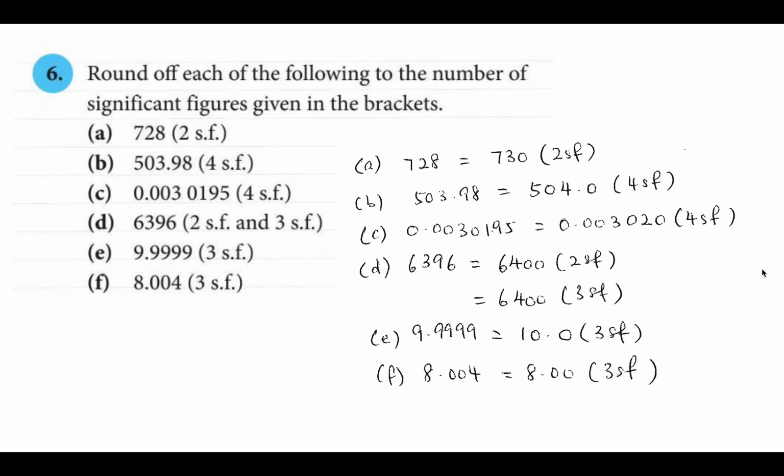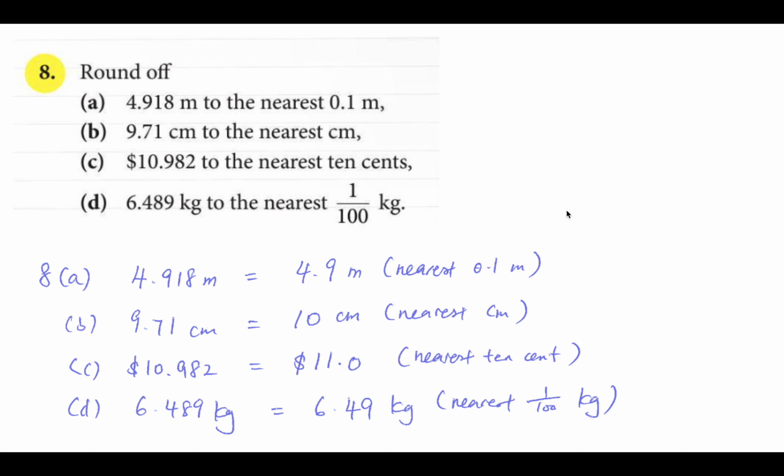Next one, 9.9999, where we round off to 3 significant figures, we get 10.0. And 8.004, rounded off to 3 significant figures, gives us 8.00. Question 8, round off 4.918 meters to the nearest 0.1 meters. So it is as good as 1 decimal place. It's the same meaning over here. So it becomes 4.9 meters.